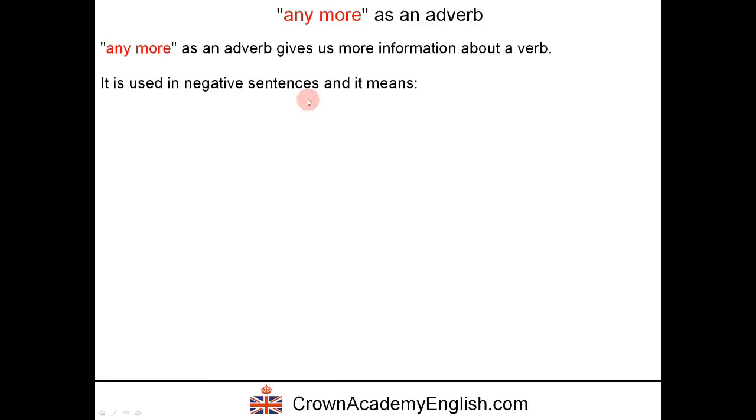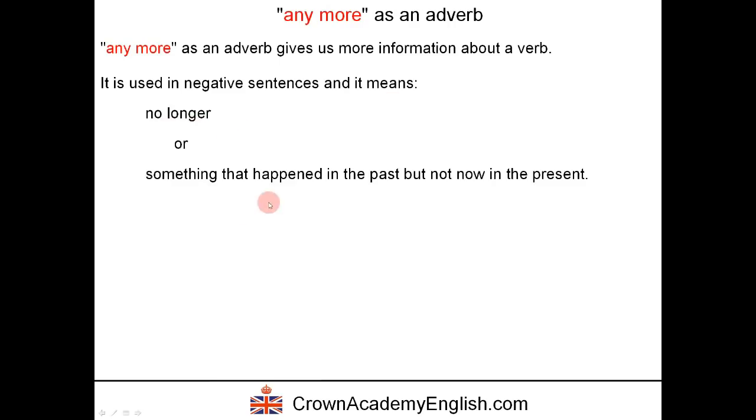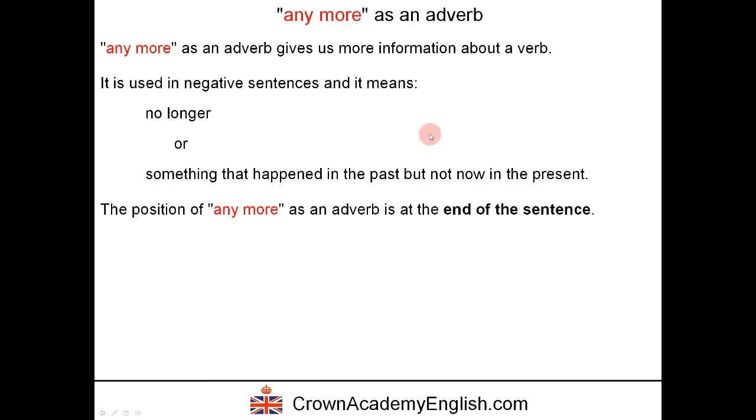It is used in negative sentences, and it means no longer, or something that happened in the past but is not happening now in the present. Okay, so it's something that has stopped happening because it happened in the past but it is not happening now in the present. It has stopped happening. And the position of any more, when it is an adverb, is at the end of the sentence. Okay?